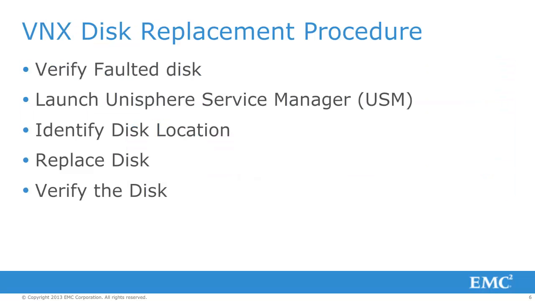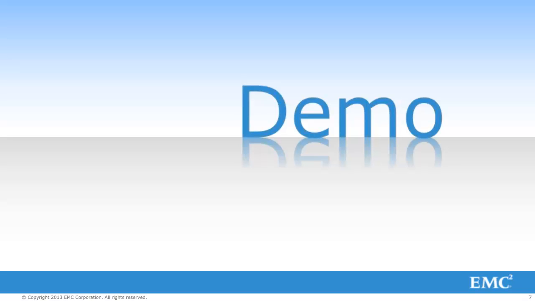Now let's take a look at the procedure to replace a faulted disk on the VNX using USM. Unisphere Service Manager is a collection of tools used to install, upgrade, and maintain VNX storage systems. As part of the procedure, we will locate the faulted disk, replace the disk, and verify the replaced disk on the VNX system. In this demo, we will be replacing a 2.5-inch disk.